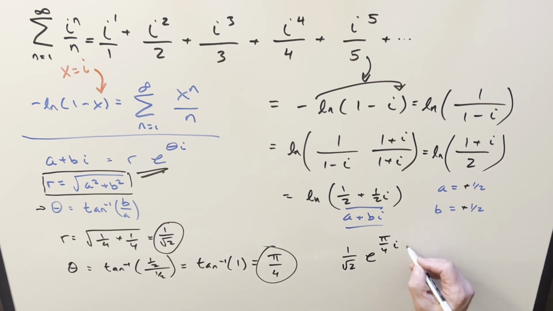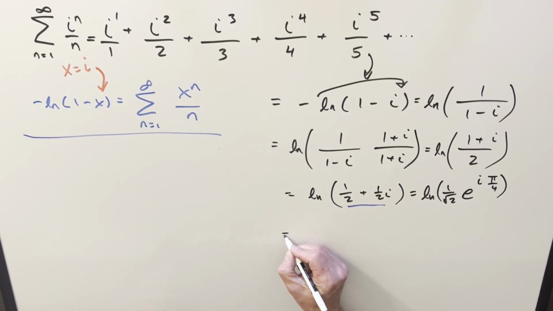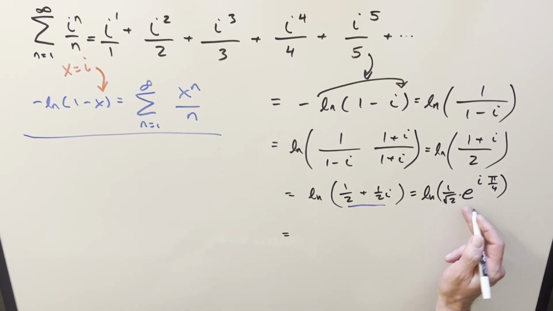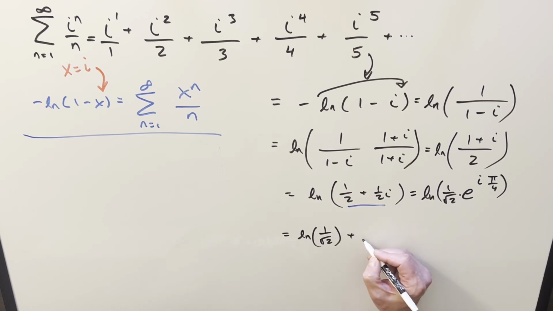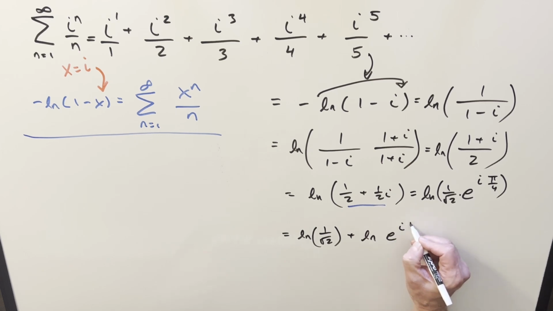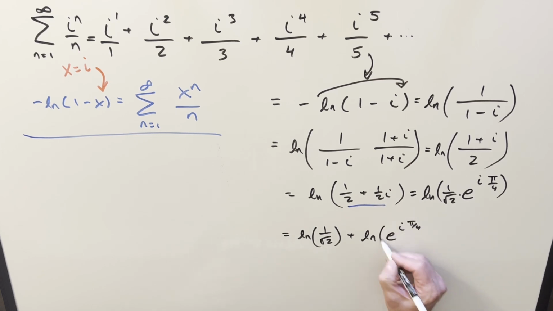So let's just take this value, plug it into the natural log, and then see if we can simplify it a little bit more. Now with this, what I can do with log properties is break this up. We've got multiplication here, so I can turn that into addition and write this as natural log of 1 over square root of 2 plus natural log of e^(i pi over 4).